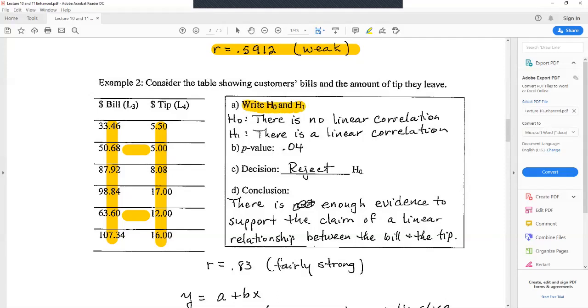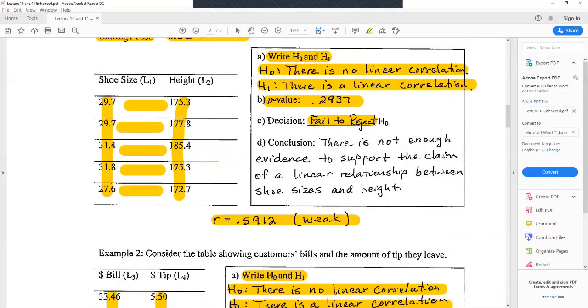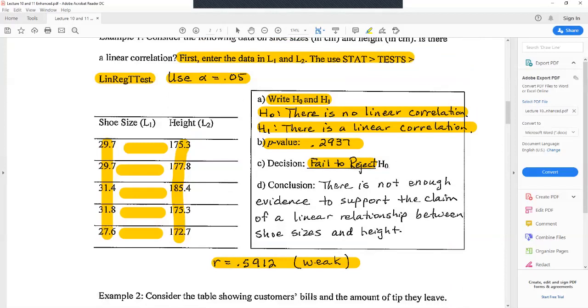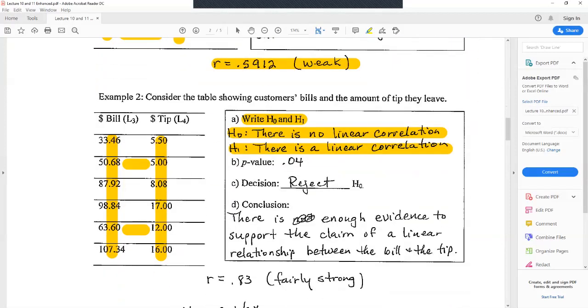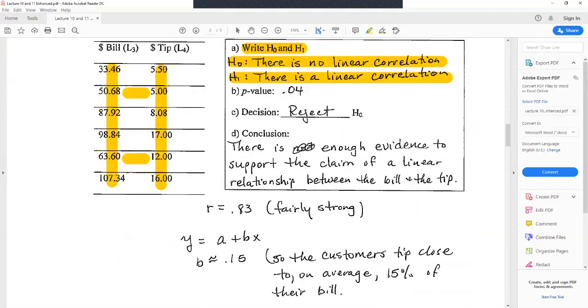Let's write the null and alternative hypotheses. Again, the null is going to claim that there is no linear relationship between bill and tip. The alternative is going to claim that there is a linear relationship or a linear correlation between the bill and the tip. If you go back and run the linear regression t-test, we get a p-value of 0.04.